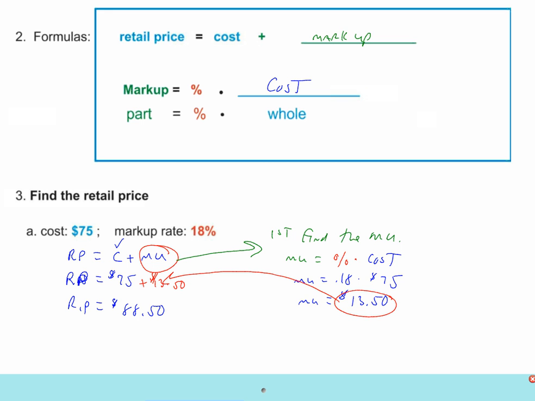Now I've got to ask, does my answer make sense? I'm always asking DeMams. It costs $75. The retail price has to be higher. Is it higher? Yes. It's got to be about 18% higher. So what's 10% of $75? Somebody raise your hand. What's 10% of $75? Everybody should know 10% of something.